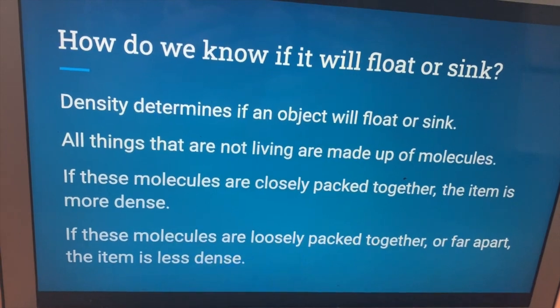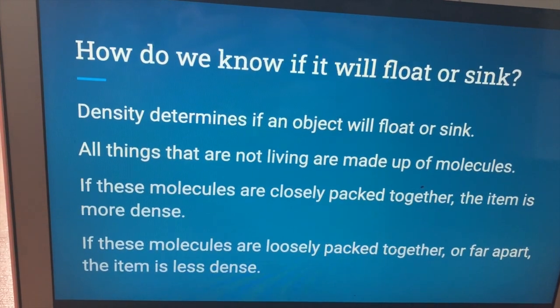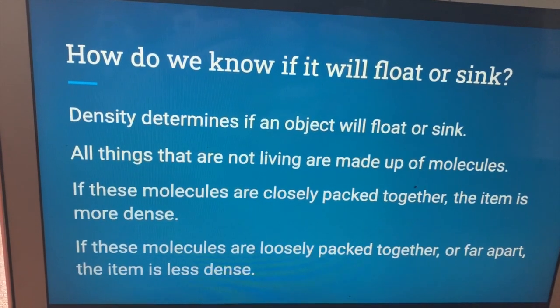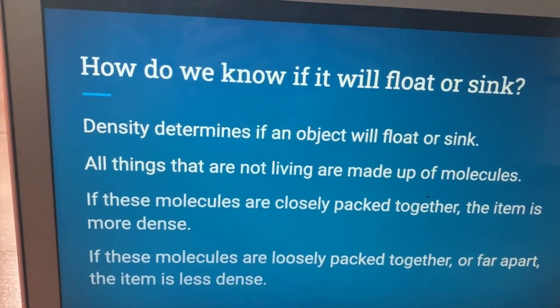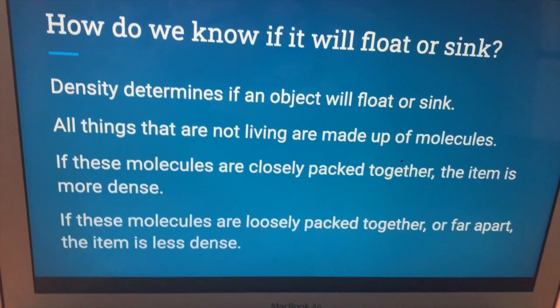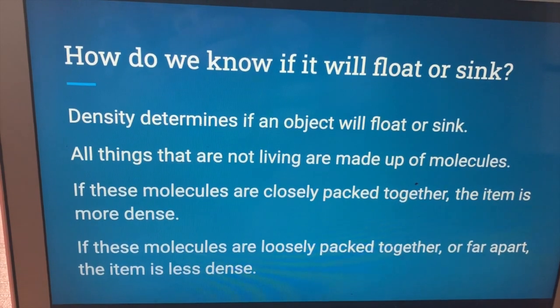All non-living things are made out of molecules. Now, if these molecules are packed close together and they're really tight, then the item is more dense. If these molecules are packed more loosely together or they're far apart, the item is less dense.